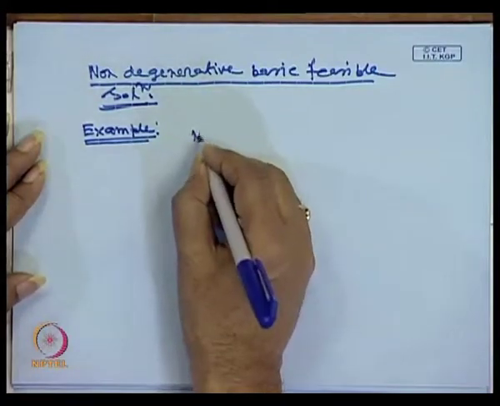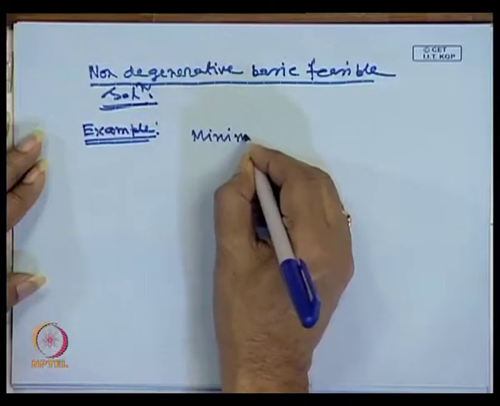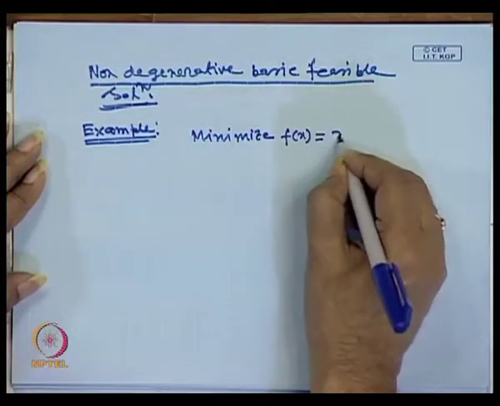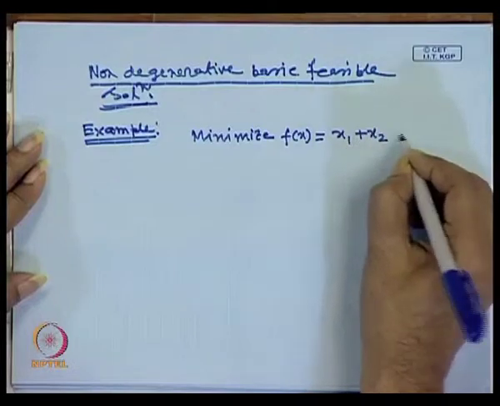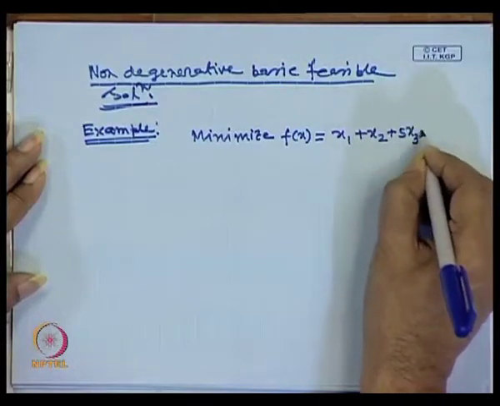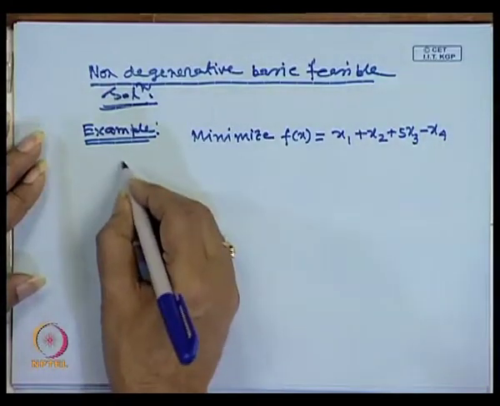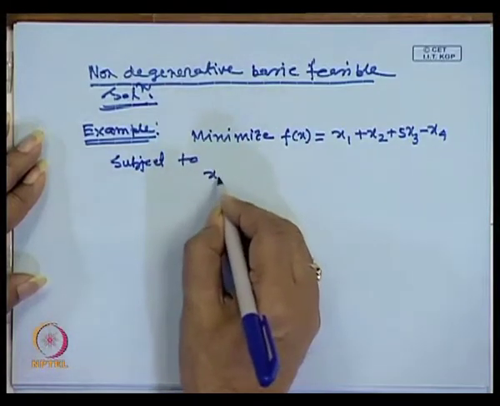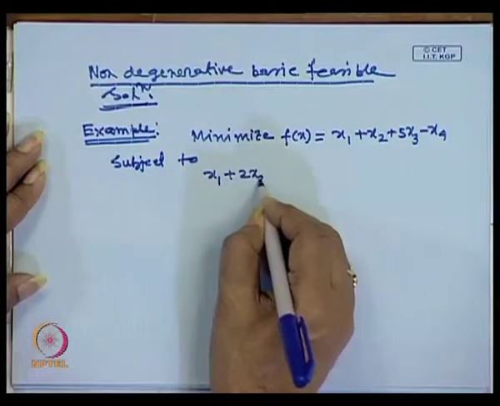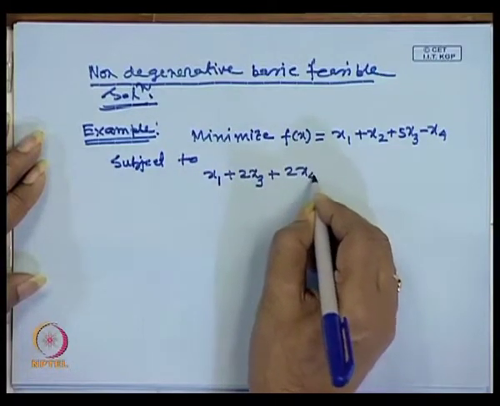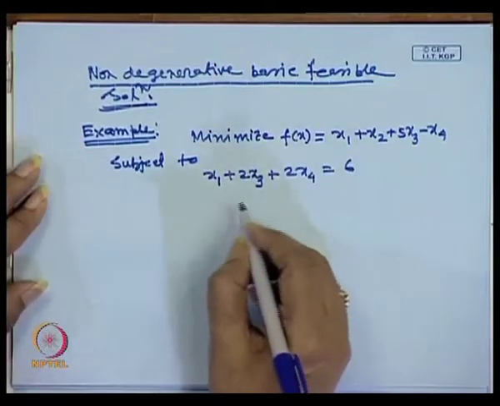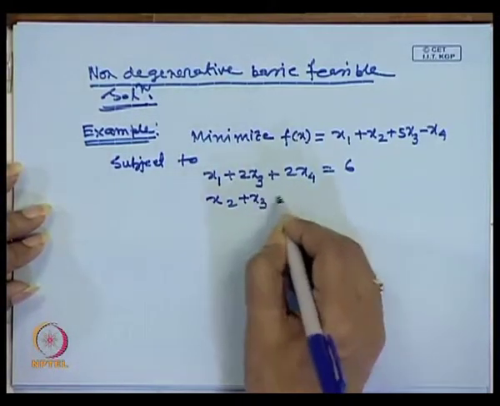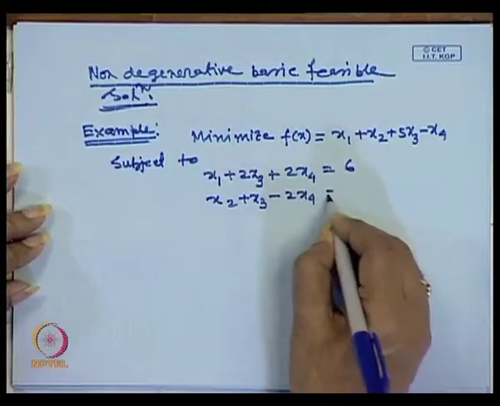Minimize f(x) = x1 + x2 + 5x3 - x4, subject to the constraints x1 + 2x3 + 2x4 = 6 and x2 + x3 - 2x4 = 3.